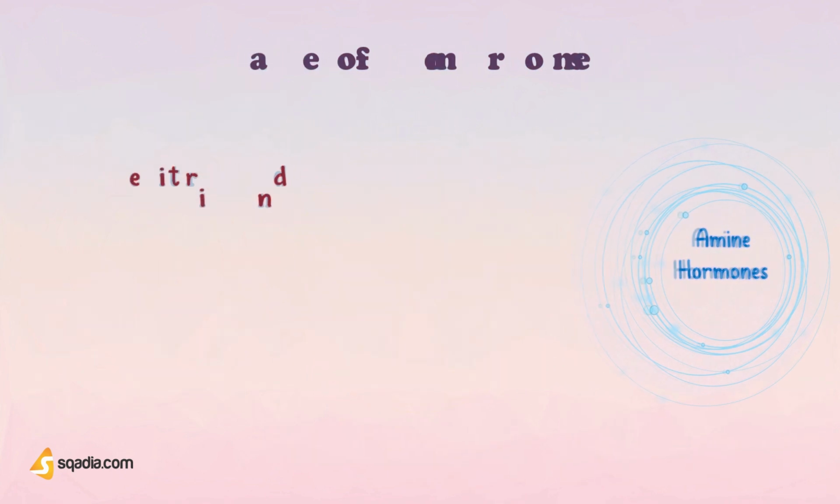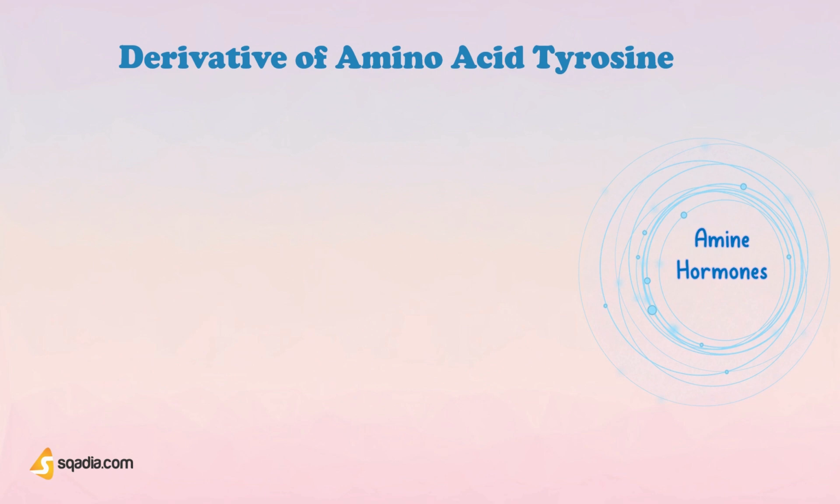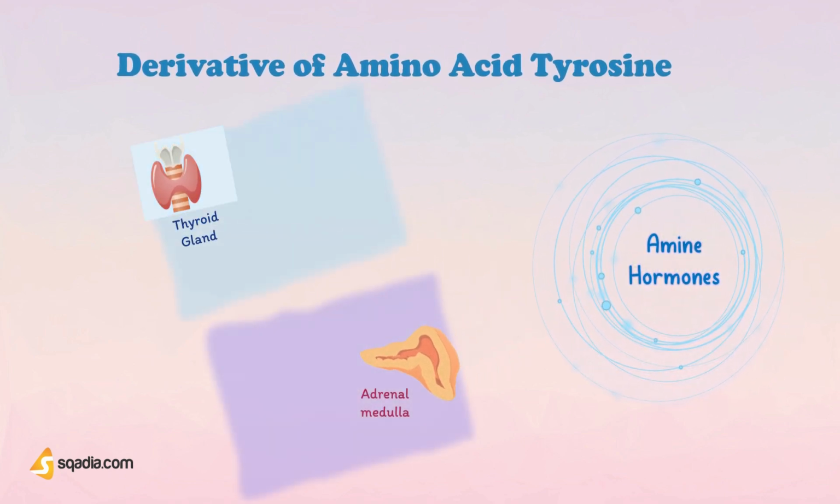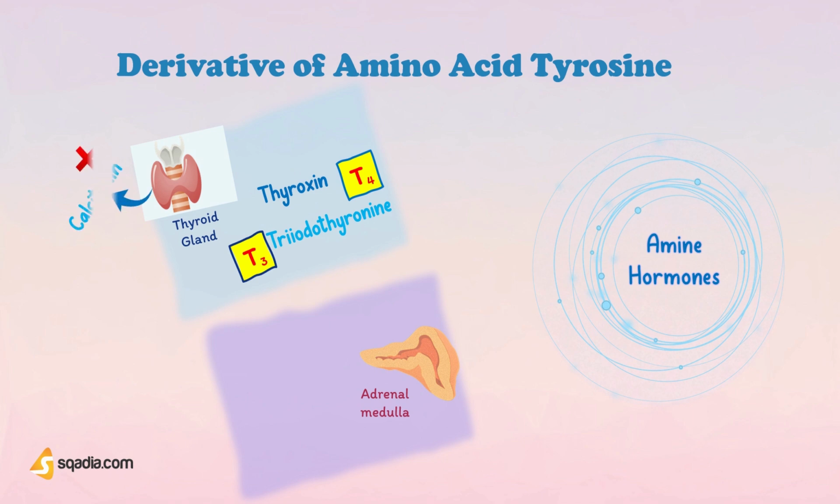Now, the third chemical class of hormones is derivatives of the amino acid tyrosine, called amine hormones. From where amine hormones are secreted? The thyroid gland and adrenal medulla are responsible for secreting amine hormones. Hormones secreted by the thyroid gland include thyroxine T4 and triiodothyronine T3, while calcitonin was a peptide hormone.